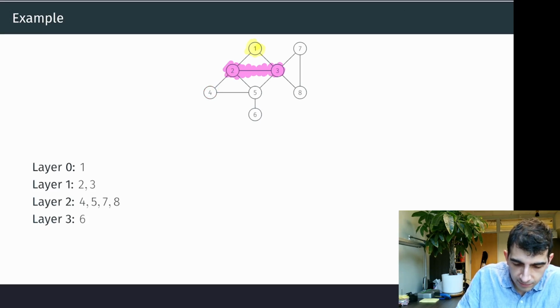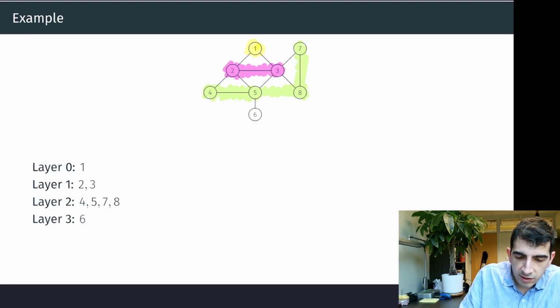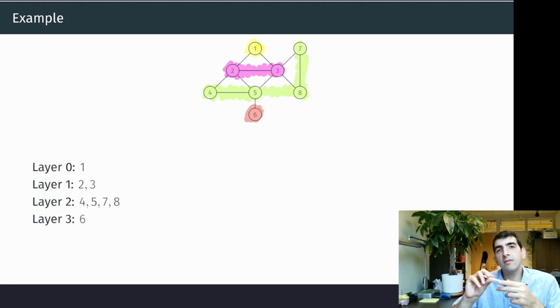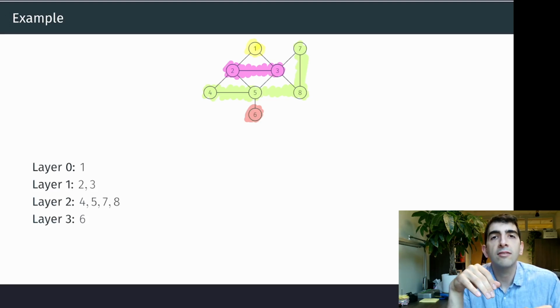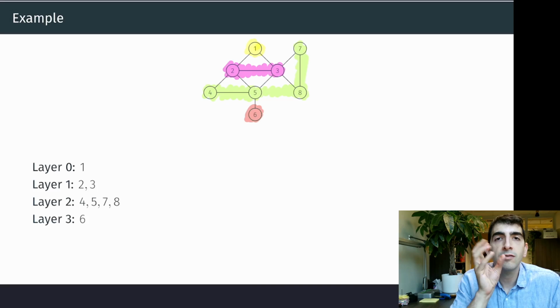So we color that in. And the logic will be the same for all the vertices: 4, 5, 7, 8. And finally, we have 6, which is the furthest away from the start node in terms of the number of edges you have to traverse to get there. Okay, so what the BFS algorithm is doing is effectively layering the graph. It's grouping the vertices in groups according to their distance from the start node.